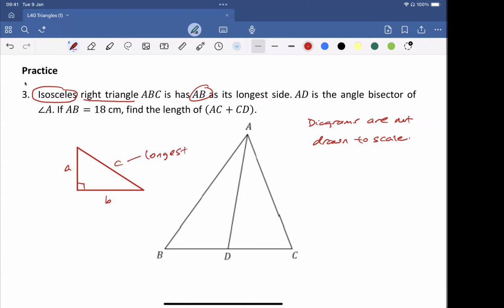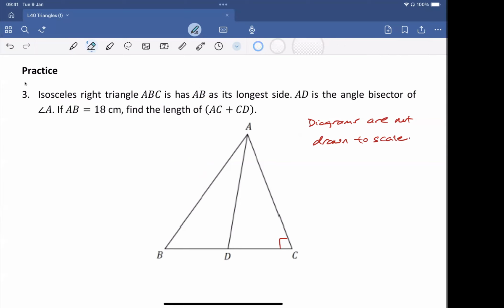So take note, if they say that AB is the longest side, right? So let's say this is the longest side. Then the right angle must be opposite the longest side. So if this is the longest side, that means this must be the right angle. I know it doesn't look like a right angle, but we just have to follow what the question says because diagrams are not drawn to scale. Okay, so now that we have labeled the right angle, AD is the angle bisector.